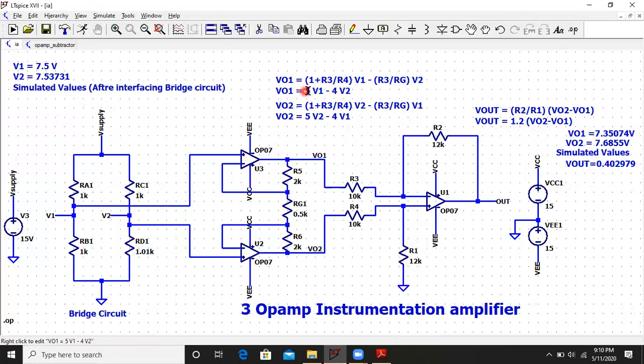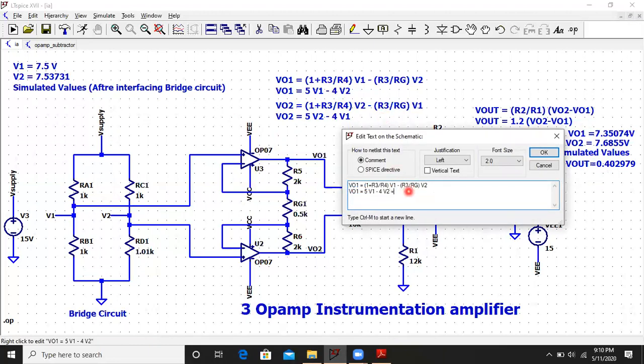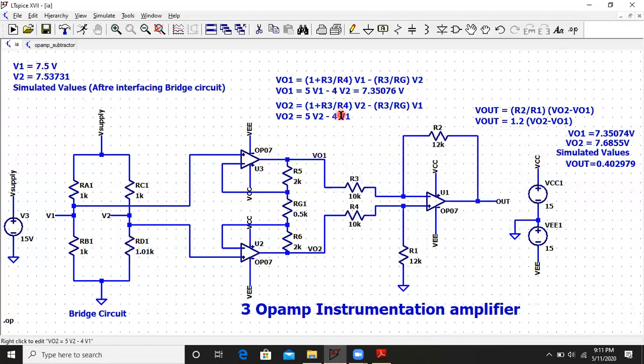Let us check theoretically by the formula what is the value of VO1. So basically VO1 will be 5 times V1, so 5 times 7.5, minus 4 times V2, that is 7.53731. So this value should be around, theoretically, if you work it out with the calculator, 7.35076. So this value we are getting by using the calculator, using the theoretical formulas.